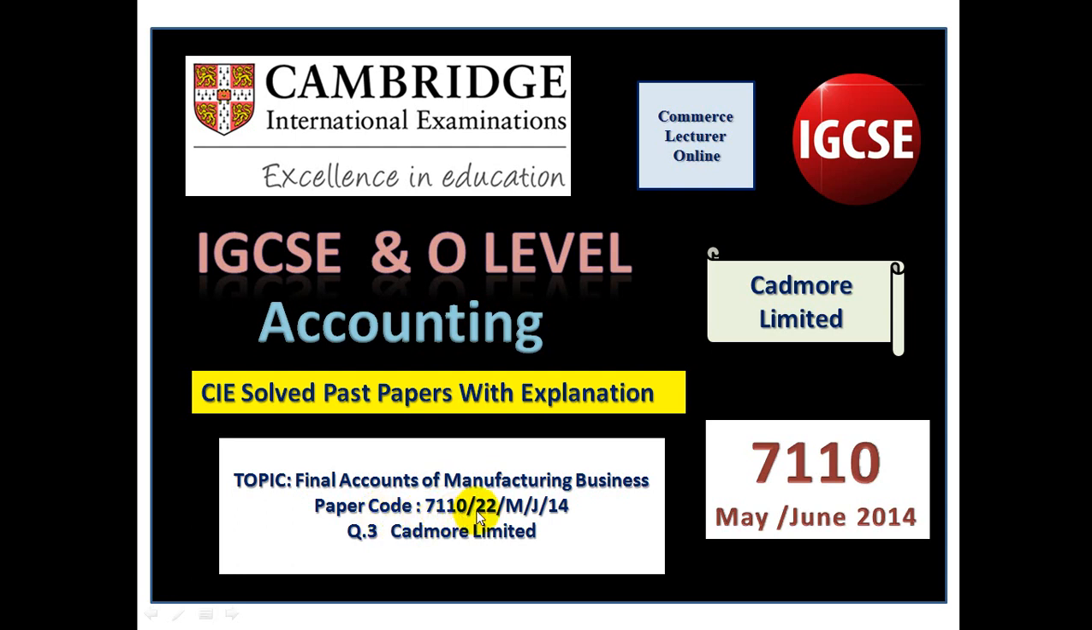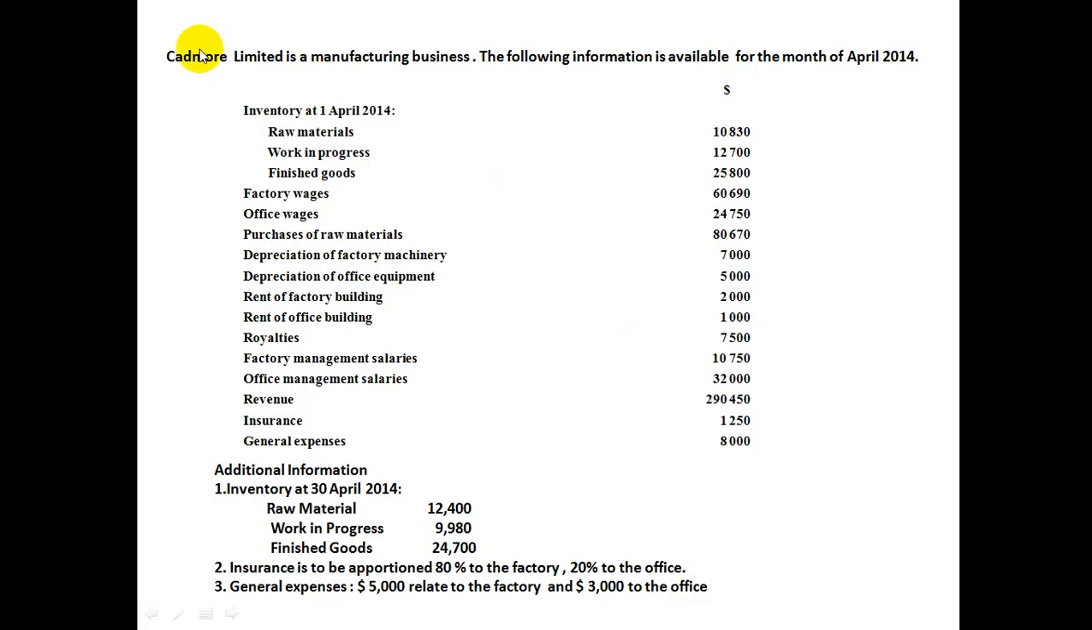Paper Code 7110-22 MJ14. Question 3, Cadmore Limited. Cadmore Limited is a manufacturing business. The following information is available for the month of April 2014. It means the manufacturing statement is to be prepared for a month.